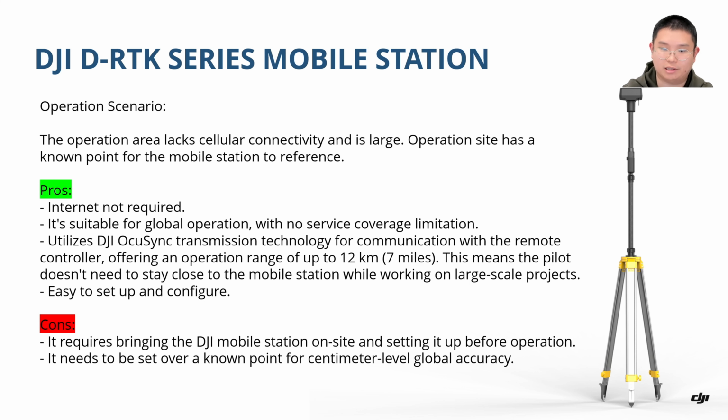And let's have a look at its cons. Similar to the third-party base station, it is something extra you need to carry along with your RTK drone, and it does require setup before the operation. And just like the third-party base station, you do need to set the base station over a known point for accurate geo-positioning and to obtain centimeter-level global accuracy. With that being said, those are the 3 connectivity methods for DJI RTK drones to obtain the RTK service from.